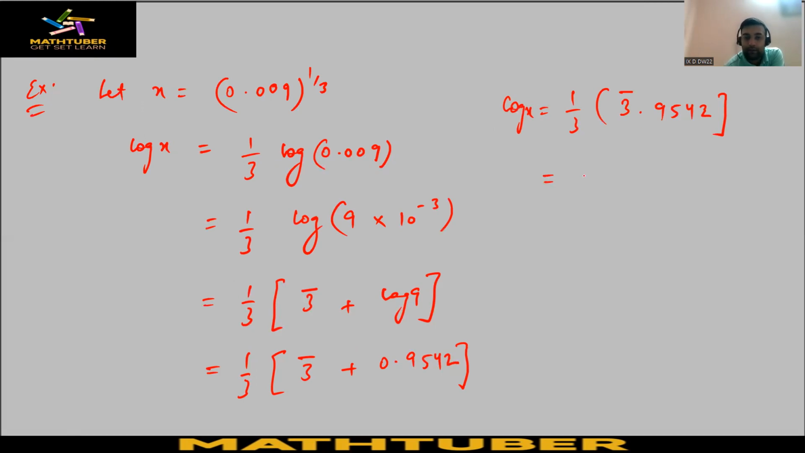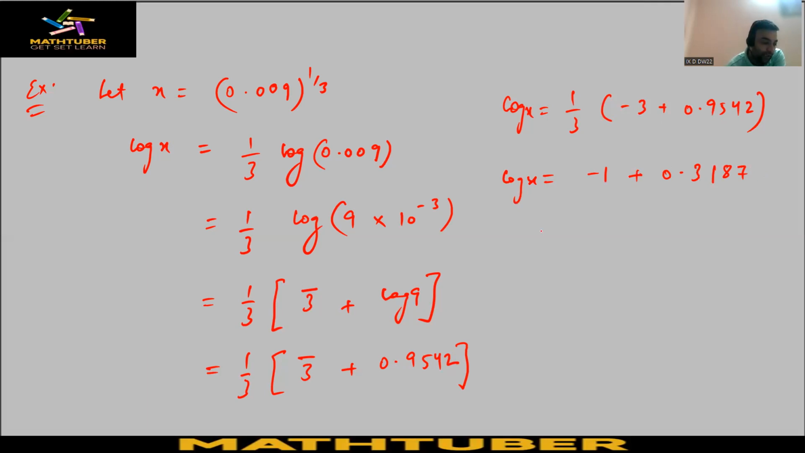Now if we don't convert it into this number, we just divide both of these by 3, then we will be getting here minus 3 plus 0.9542, and if we divide both of these numbers by 3, you will get minus 1 plus 0.3187, right? So this is the value of log x.